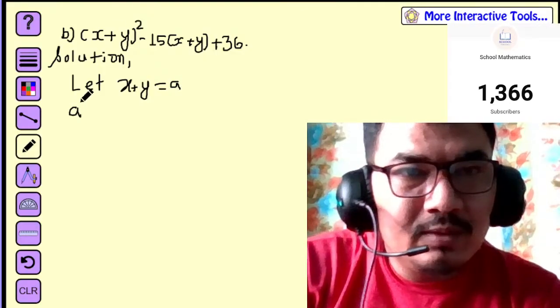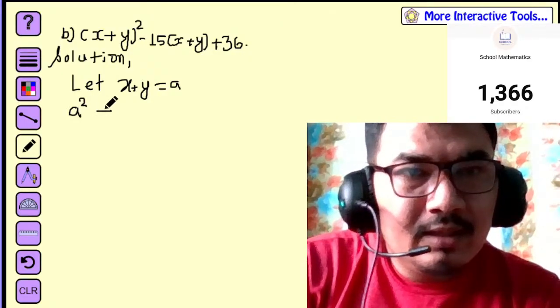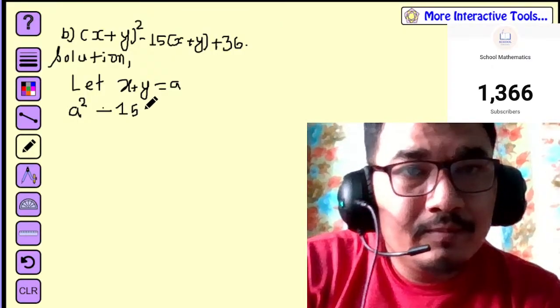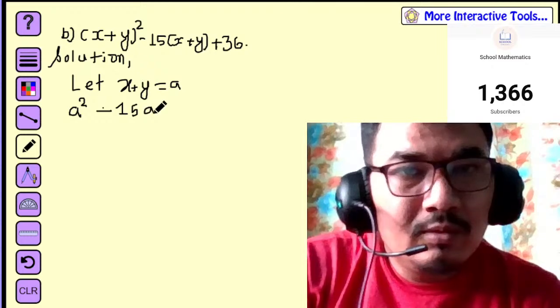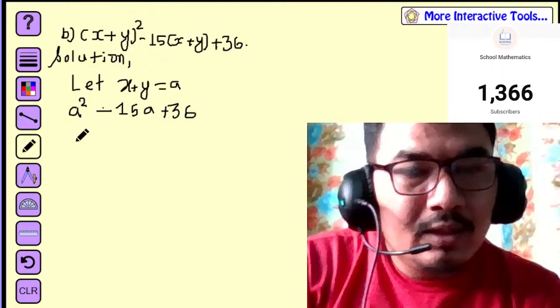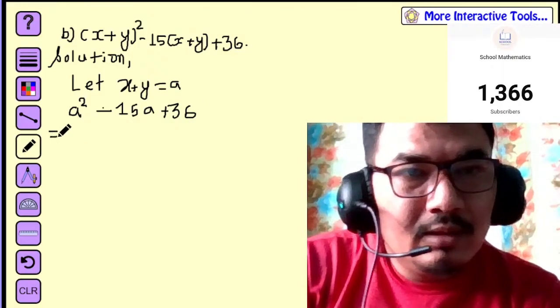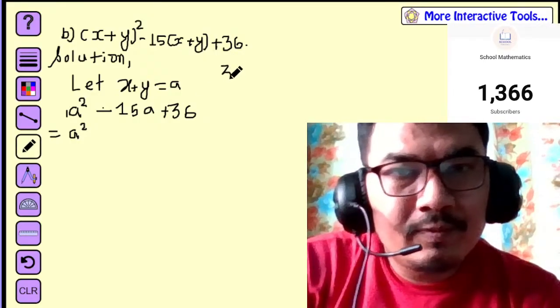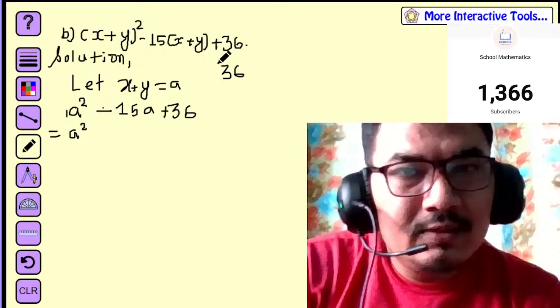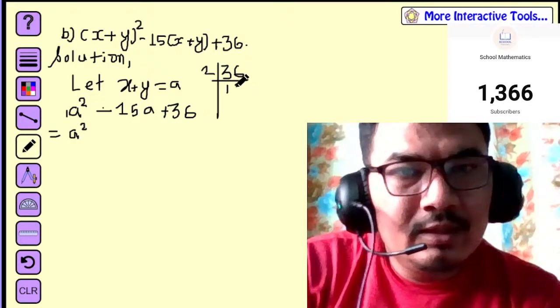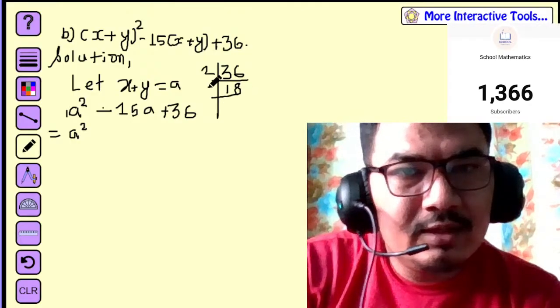This x plus y means it will be a square, right? And then minus 15a will be there now, and last one there is 36. And look, children, now we have got this expression here. Then write this a square same as its coefficient is 1. This 1 and 36 will multiply and it will come 36 here. Let's factorize this. What you get? 2 18s. Then again we can factorize it.